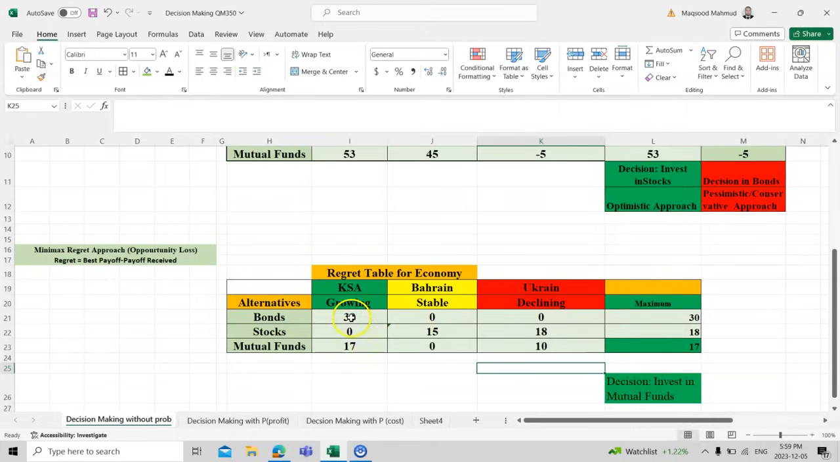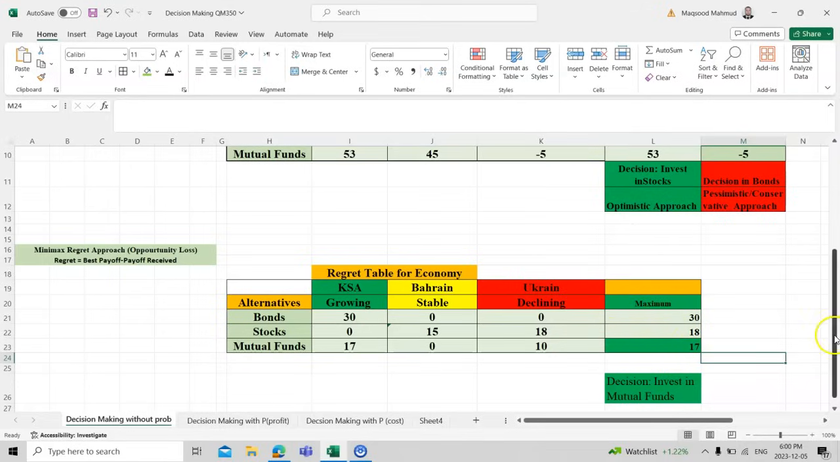What we have to do now is select the bonds one. In the bonds, we need to see which one is the maximum, right? So 30 is the maximum for bonds in the regret table. In the stock, the maximum is for Ukraine, so we got this one. And for the mutual fund, the maximum is for Saudi Arabia, right?